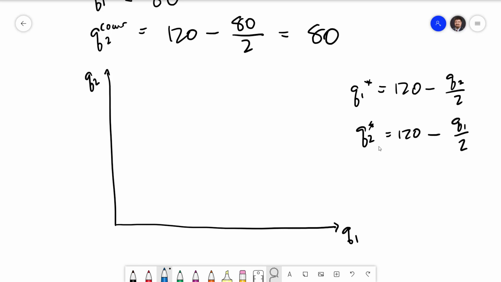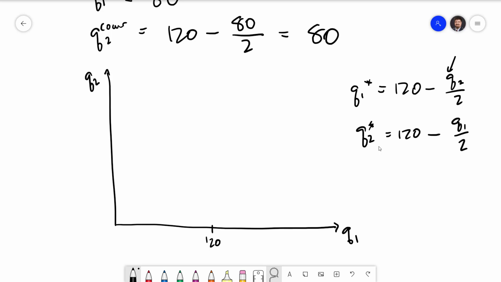For both of these, we're going to have a downward sloping line because we have a negative coefficient. So the easiest way to graph these is to find the intercepts. For firm 1, if Q2 is 0, then firm 1 is going to produce 120. Now for the Q2 intercept, we need to figure out what is the quantity that firm 2 could produce that would drop firm 1's best response down to 0.